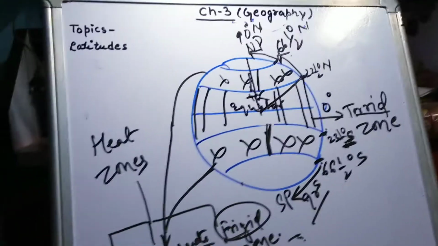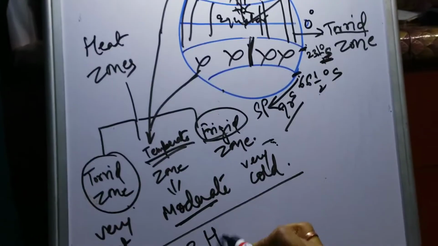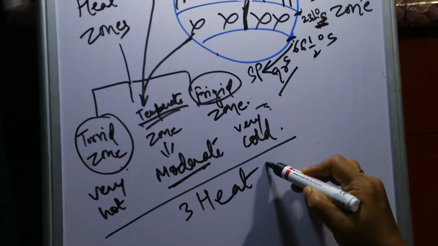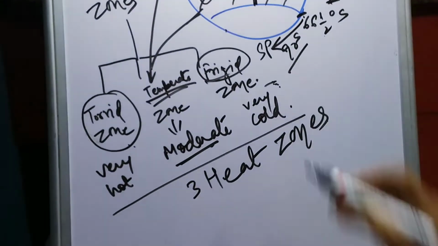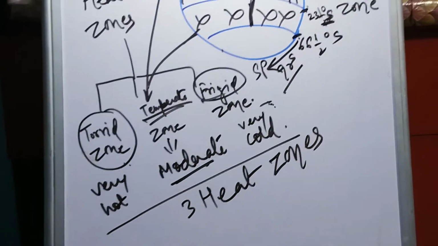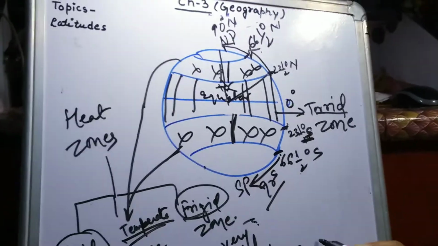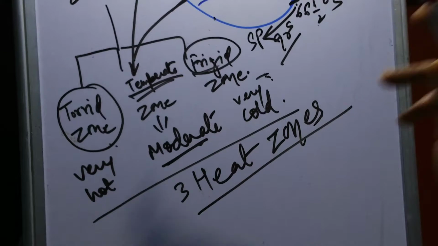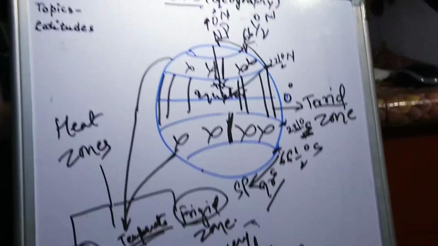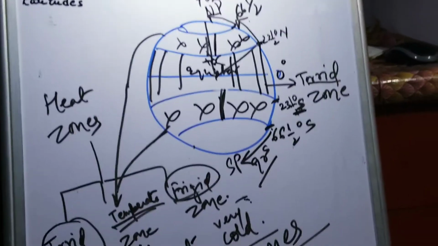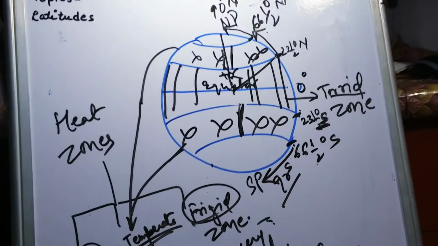So these are the three heat zones of the earth, right? Torrid zone, temperate zone, frigid zone. So children, please go through this video very carefully.